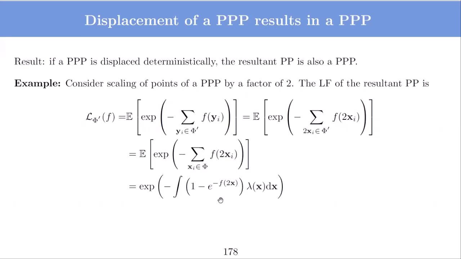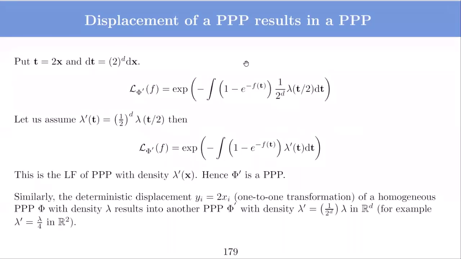So how do I convert this to that one? To convert f(2x) to f(x), I can use some substitution. I can take t equal to 2x, and in that case, dt would be 2 to the power d dx.